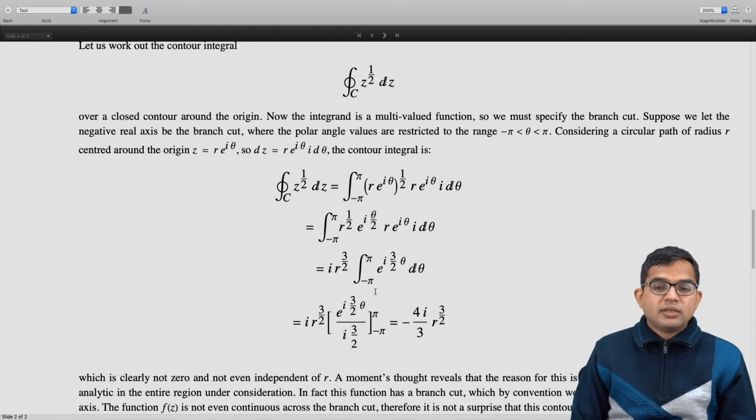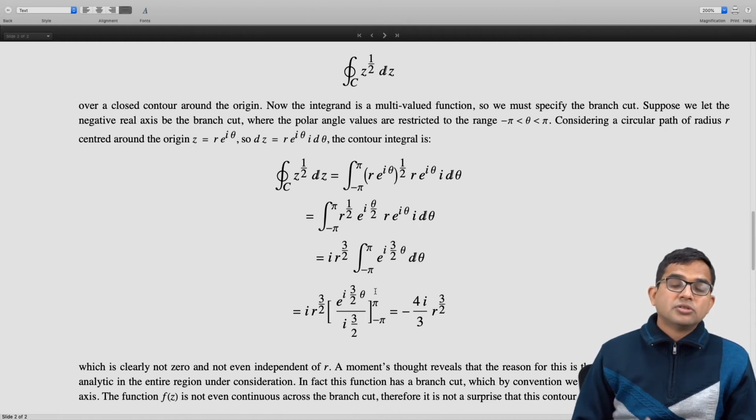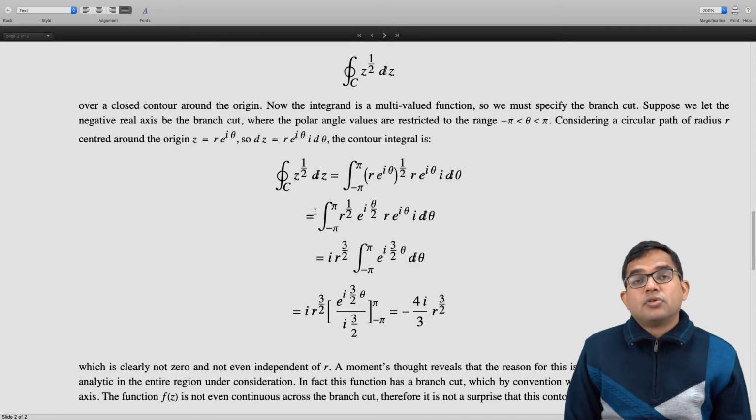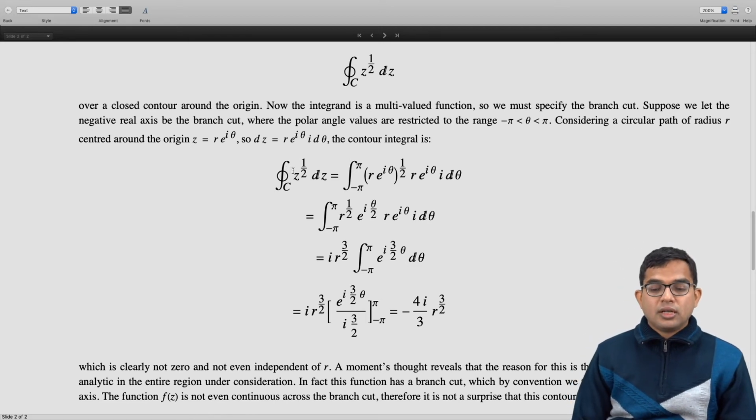And so if you think about this, why did this happen? The reason this happens is because this function z to the half is not analytic in the entire region under consideration, right? So the Cauchy-Goursat theorem does not quite hold for this type of contour integral, because z to the half has a branch cut sitting on the negative real axis, and therefore there is no analyticity at that point, and therefore there is no way for this contour integral to satisfy the conditions essential for the Cauchy-Goursat theorem to hold, and therefore indeed this contour integral is not going to be 0.